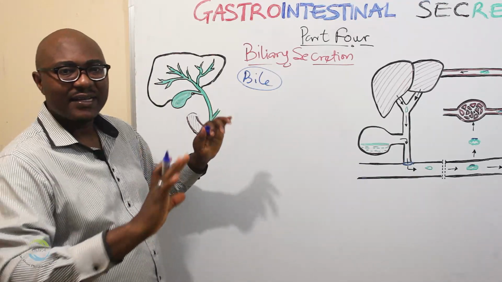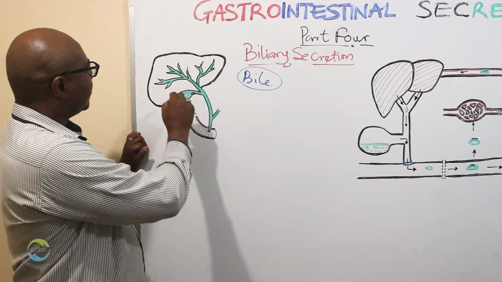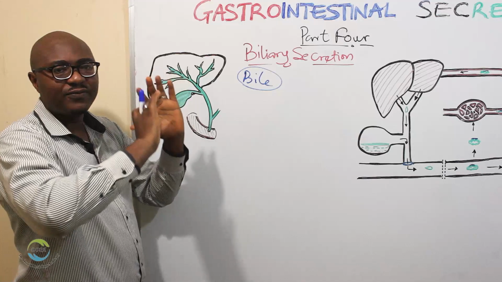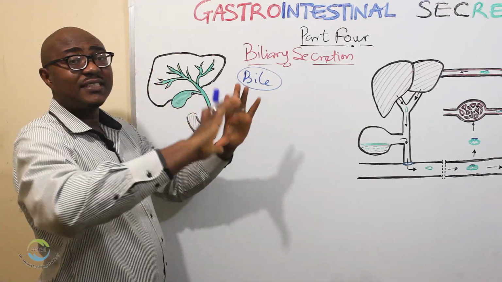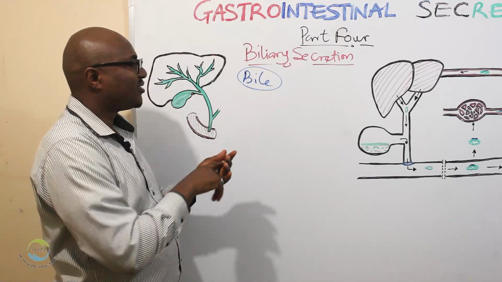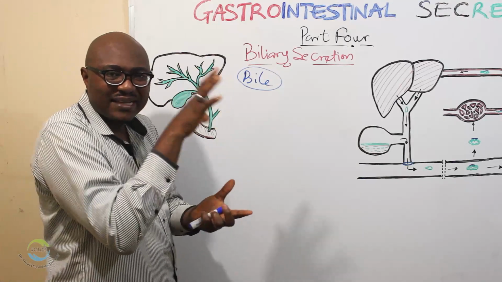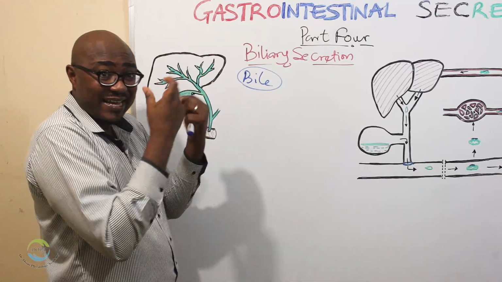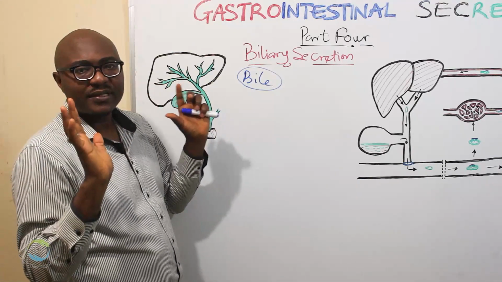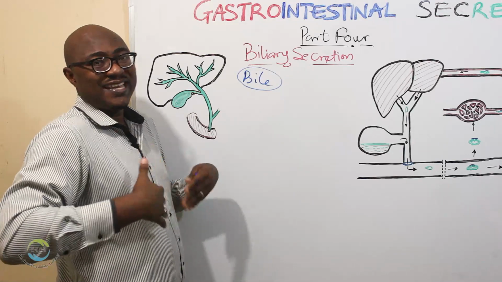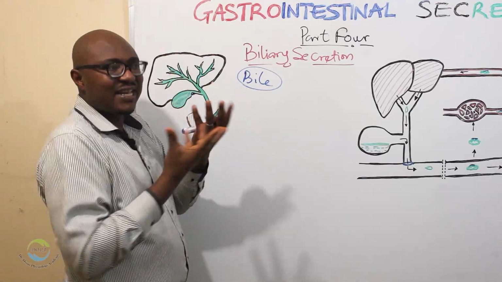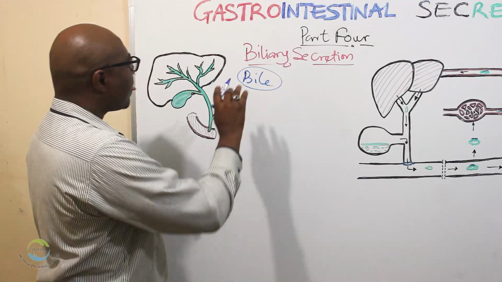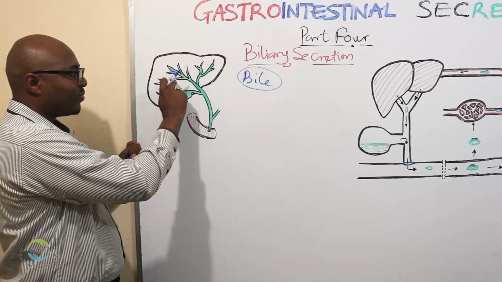Now, what is bile? Let's know what bile is from the physiological point of view. Now, bile is very important. Its only function, unlike the other secretions, is that this one doesn't have an enzymatic digestive function. It doesn't have an enzyme that digests any food substance. Even though it aids digestion, we'll see how it does that, not enzymatically. So bile is produced from the liver.